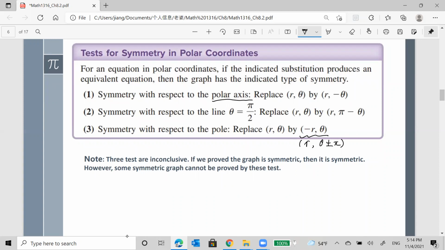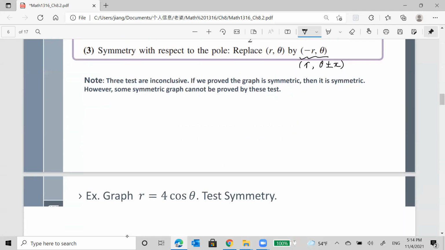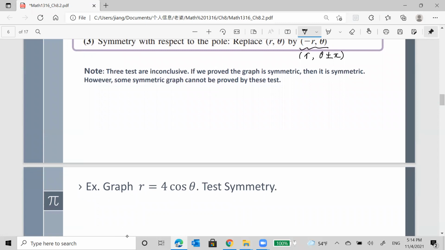I can't say for sure that this graph is not symmetric with respect to the line theta equals pi over 2. We say it's inconclusive to prove this is symmetric. We will talk about this in the following examples. If we can prove it's symmetric, it must be symmetric. If we can't prove it's symmetric, we say it's inconclusive. We can't say it's not symmetric.